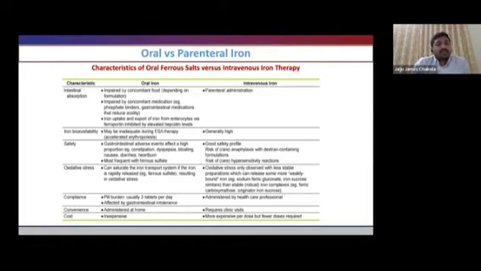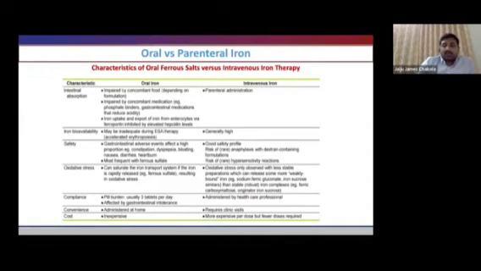And compliance, pill burden: usually 3 tablets per day is required for oral iron supplementation, and there will be significant gastrointestinal intolerance also. So there will be a significant amount of pill burden for the patient. And usually intravenous iron in a dialysis patient is administered during or post dialysis, so that won't be a major issue. And convenience: oral iron is administered at home, whereas with IV preparations frequent clinic visits are required. And cost will be a definite factor, where oral iron supplementations are cheap, whereas intravenous iron supplementations are more expensive.